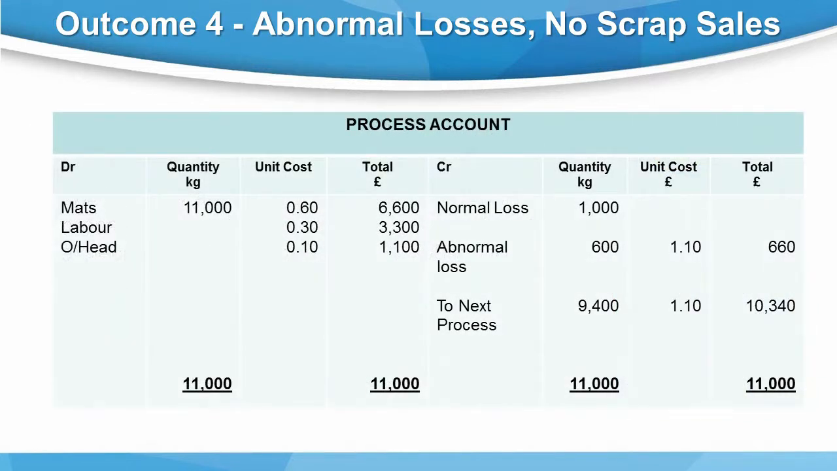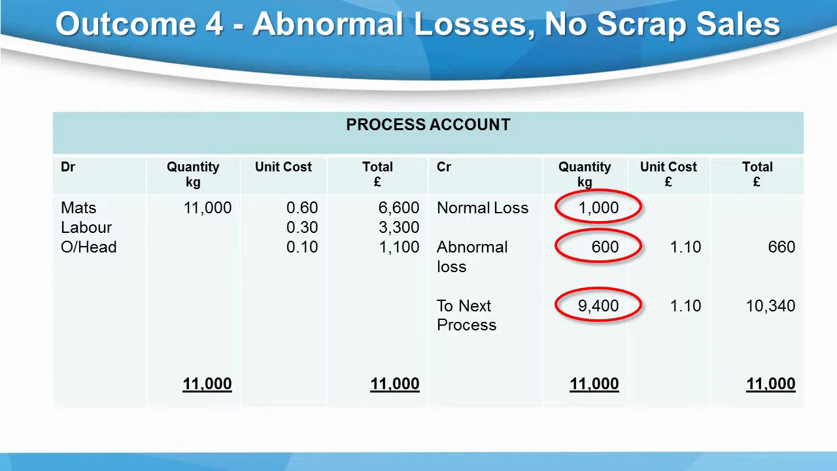In this example, no losses can be sold. The normal losses of 1,000 kilograms are shown exactly as before. Now though, the abnormal losses are separated from the good units. In this example, 600 kilograms. So, from an original input of 11,000 kilograms, only 9,400 kilograms can be transferred forwards to the next process.